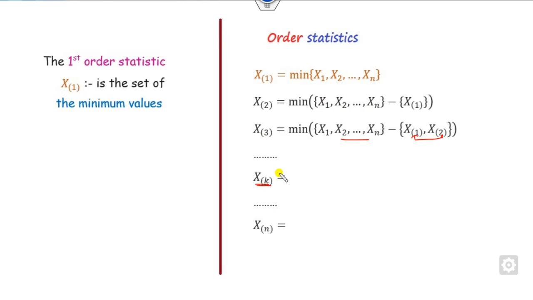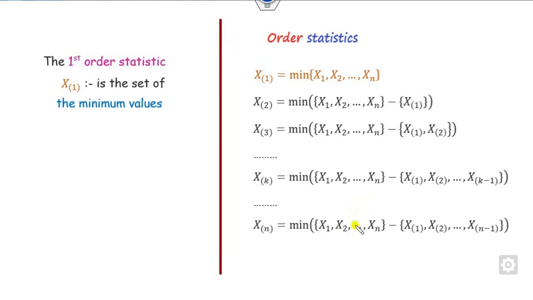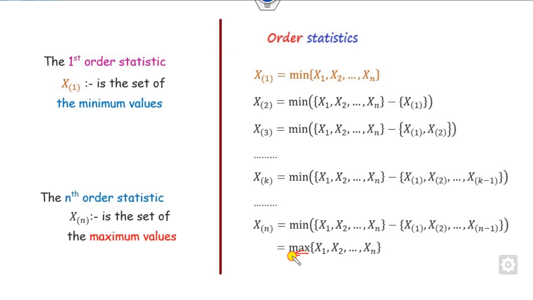Similarly, you can define the kth smallest element, or the kth order statistic, as the minimum element except for the previous k minus 1. Similarly, you can find the nth one: the smallest element is the minimum, and the nth is nothing but the largest element of the given series, called the maximum. So that's the basic notation used in the standard notations. X1 is always the minimum, Xn is always the maximum. We will see a couple of examples later on.